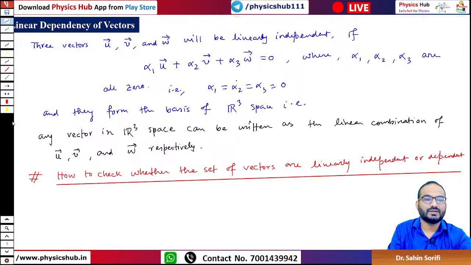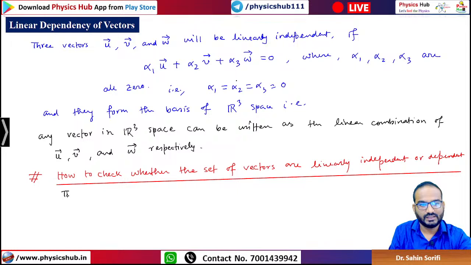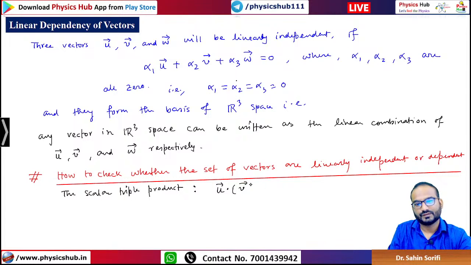What you have to do is find out the scalar triple product. Scalar triple product is formed by three vectors, right? What is the value of scalar triple product? We have already defined it in the previous lectures of vectors. If you have three vectors, let's say u, v and w, then the scalar triple product will be u dot v cross w, right? This is your scalar triple product, and you know the value of this.